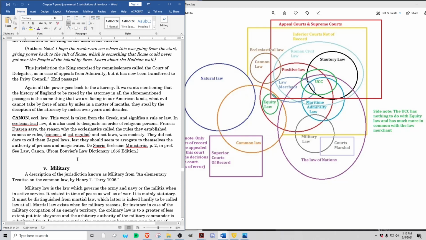It warrants mentioning that the history of England raised by the attorney in all the aforementioned passages is the same thing that we're facing here in our American lands. What evil can take by force of arms by miles in a matter of months, they steal by deception of the attorney by inches over years and decades. So that's the aspect of the understanding that what we won by force of arms in the Revolutionary War, it took the Khazarian mob and the British Empire decades, hundreds of years, to take back by force, fraud, lies, and coercion, which, if perpetuated over that length of a time span, is just as detrimental, as I just mentioned, as a gun in your face and the sword.